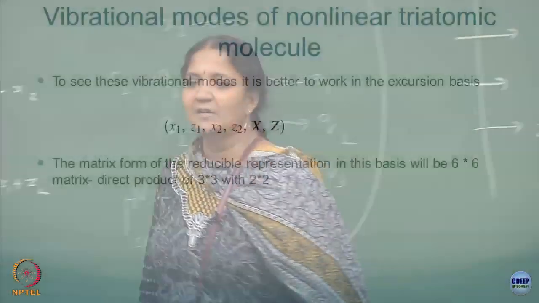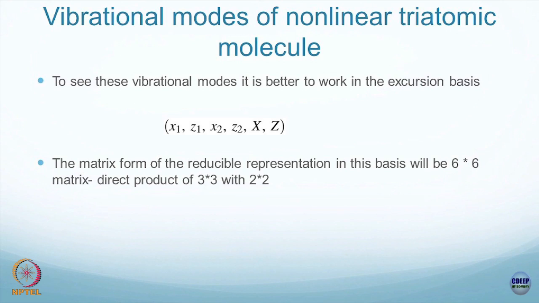To see these vibrational modes, it is better to work with excursion coordinates. Excursion means displacement about its mean positions. Okay? I am going to choose this column or this row as the basis vector. What is this? Atom 1 x1 z1, followed by atom 2 x2 z2, followed by atom 3 capital X capital Z. How can I see this basis as a tensor product? Tell me. Can I see this as a tensor product?